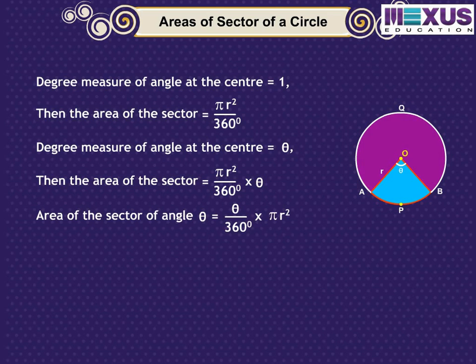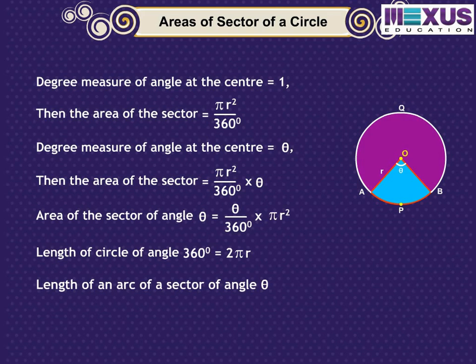We also can find the length of the arc by considering the whole length of the circle as 2 pi r and the measure at the center as 360 degrees. So we obtain a formula for the length of an arc of a sector of an angle theta: length equals theta divided by 360 degrees into 2 pi r.